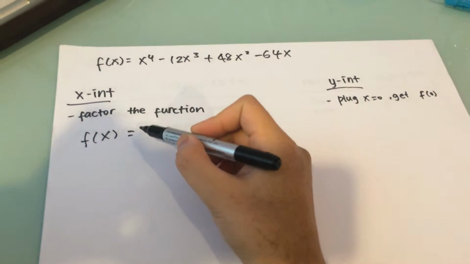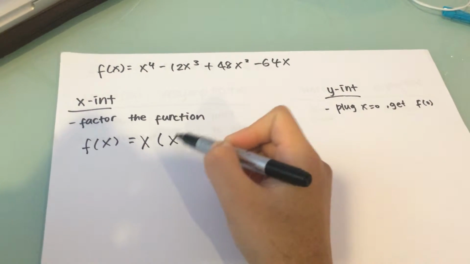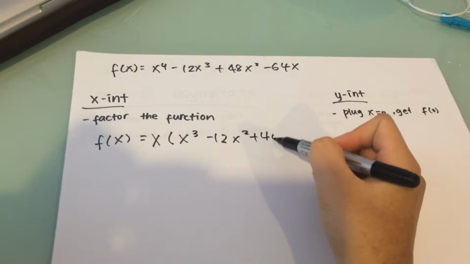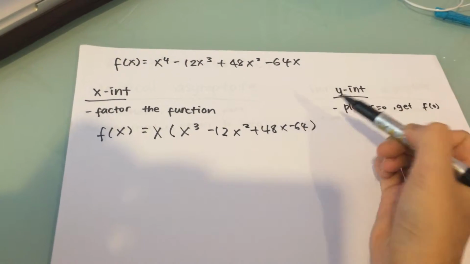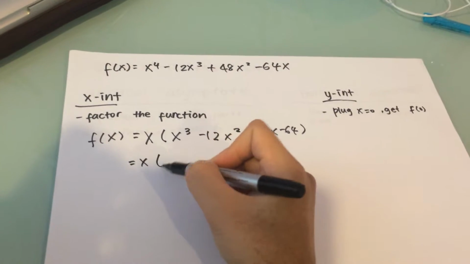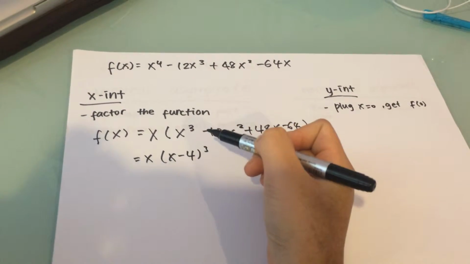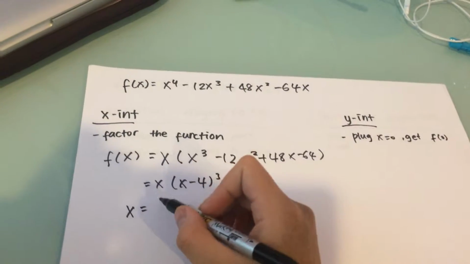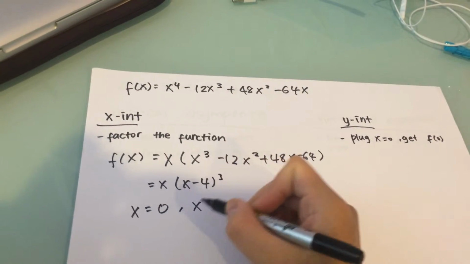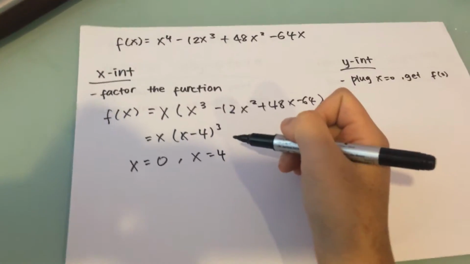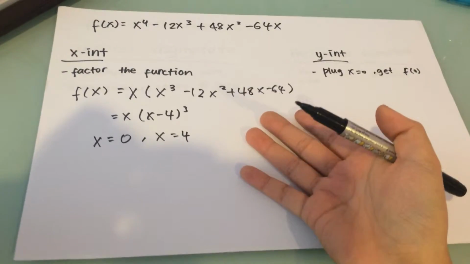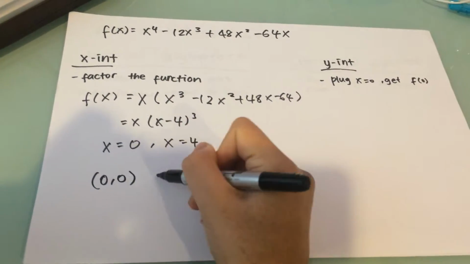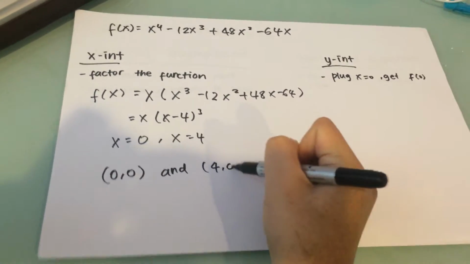factor it right away. If you simplify it, you will get this, and then you factor again, you will get this. If you set this equal to 0, you will get x equals 0 and x equals 4. I'm sure you guys understand this step, so I'm just gonna go right away. So the x-intercepts will be (0, 0) and (4, 0).